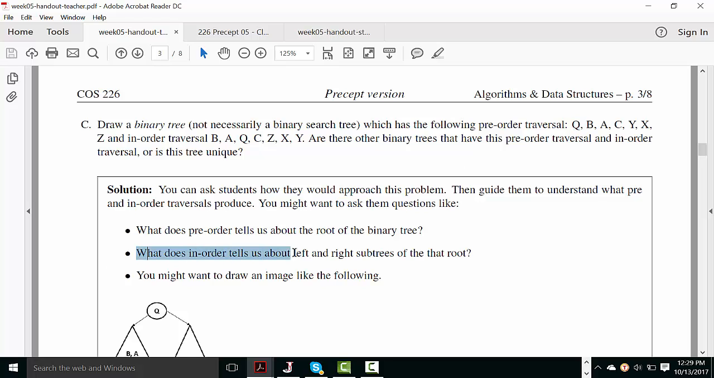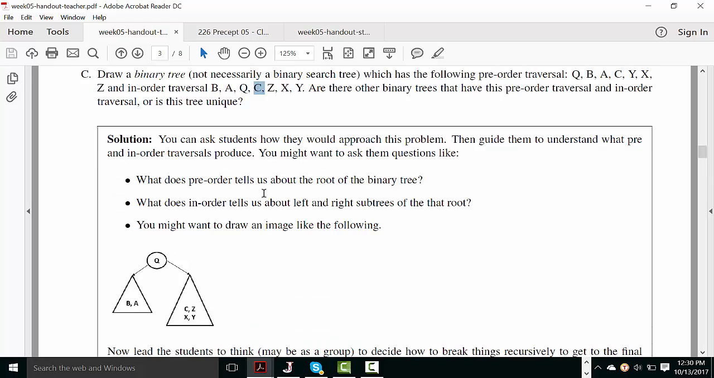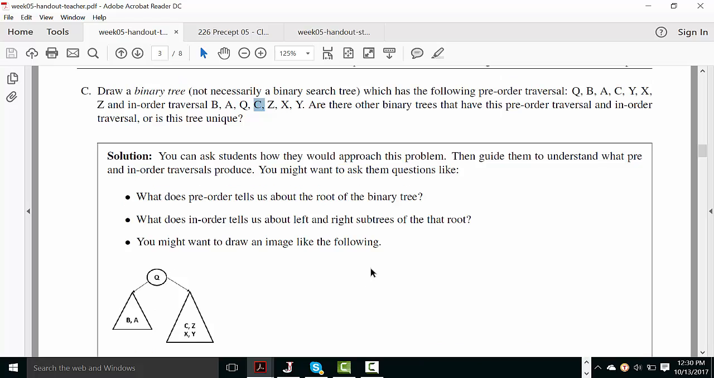So what does the in-order tell us about the left and right subtrees of that root? If you take that root Q, now we know that all the elements B and A have to be to the left of Q because we process the left subtree first in the in-order traversal. So therefore this has to be to the left and this has to be to the right. So given we know the root, and we know B and A to be to the left, Z and X, Y to the right, now we try to do this idea recursively.